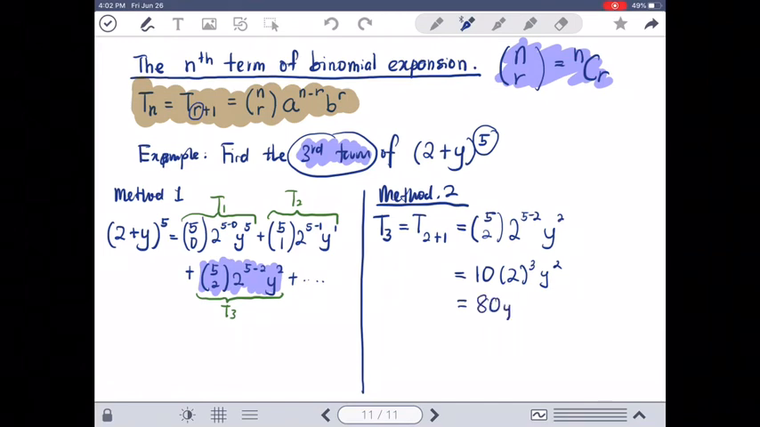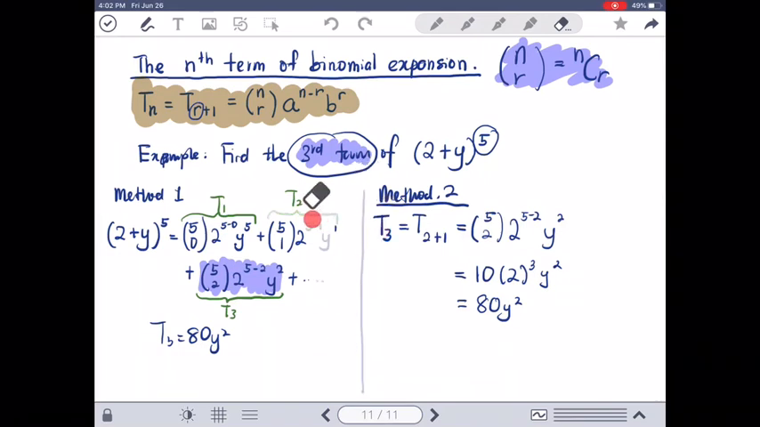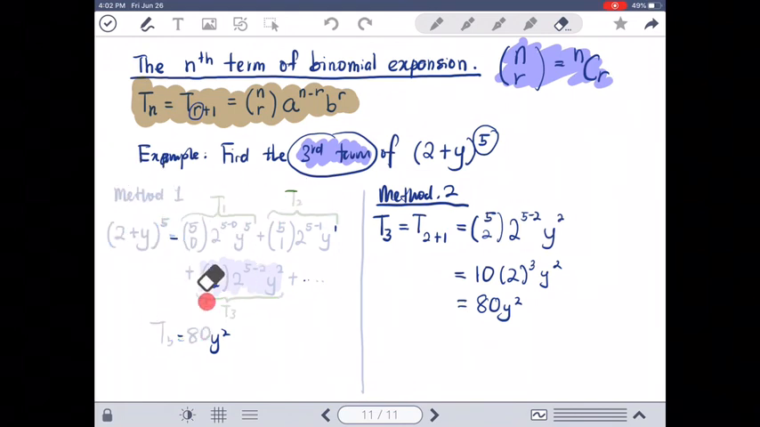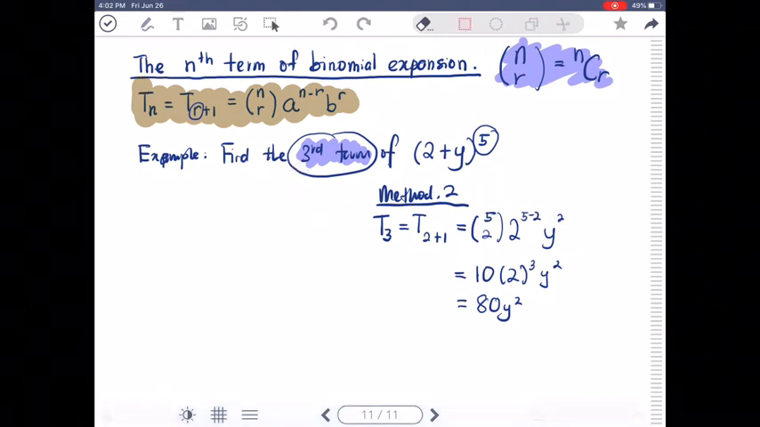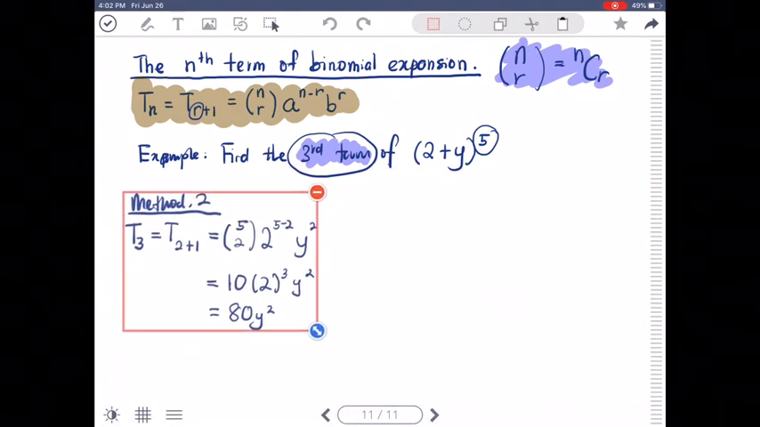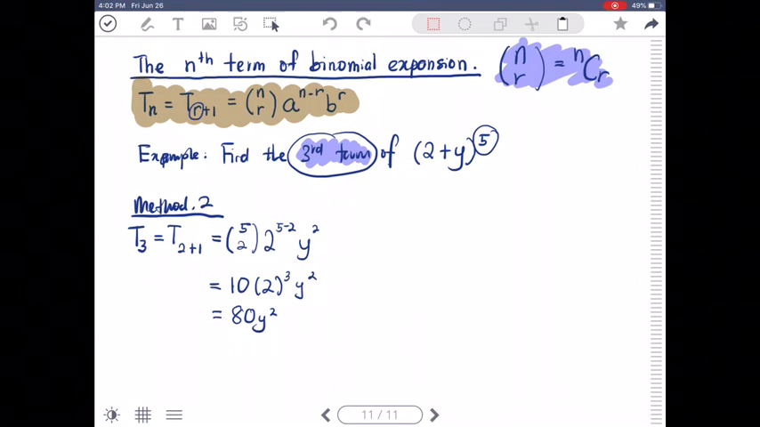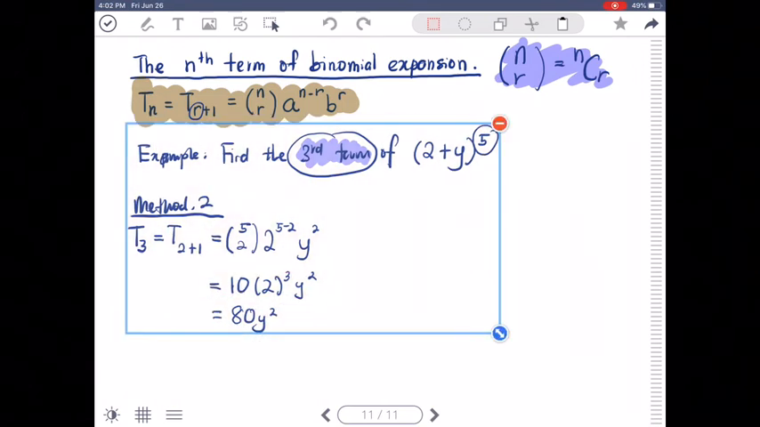Should get 80 y squared. Here T3 is also 80 y squared. So I would prefer for you to use the formula, method 2 directly. And we can just erase method 1 and have a look at method 2. Okay, so the answer is 80 y squared.